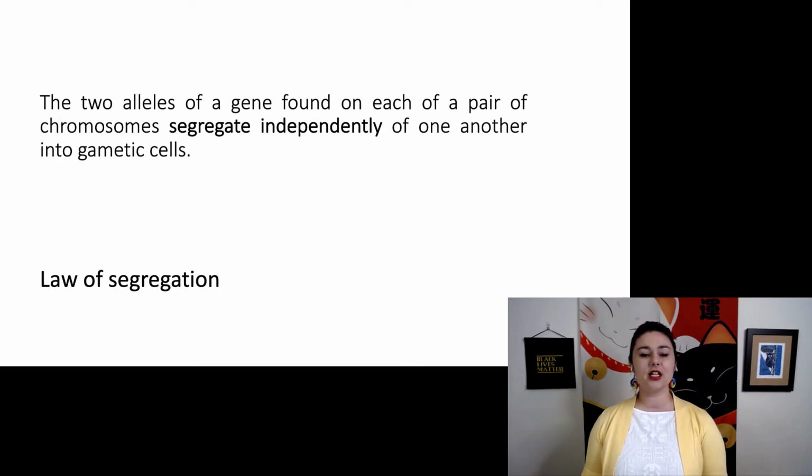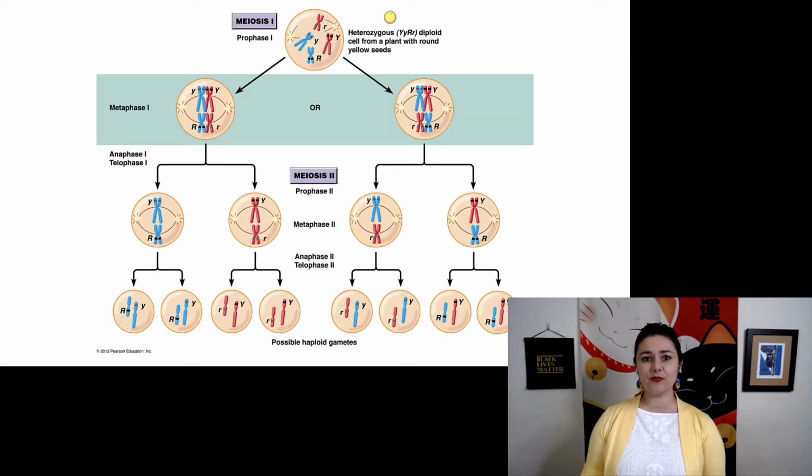This means that two alleles of a gene that are found on different chromosomes segregate independently of one another into gametic cells. This is certainly an updated version of what Mendel actually discovered. We are integrating it with some of the knowledge we have from molecular biology of how DNA and cells actually operate. So let's look at how that actually plays out with our understanding.